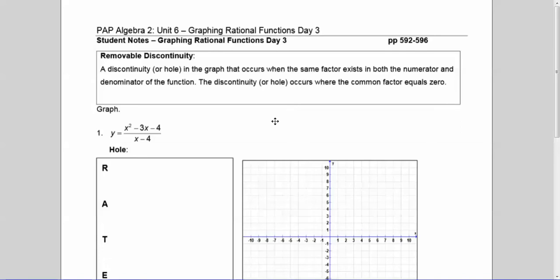Welcome to day 3 of graphing rational functions. Today's primary topic is removable discontinuities. So go ahead and write this definition in your notes and take a moment to think about what it means. You can pause the video while you take a moment to do that.